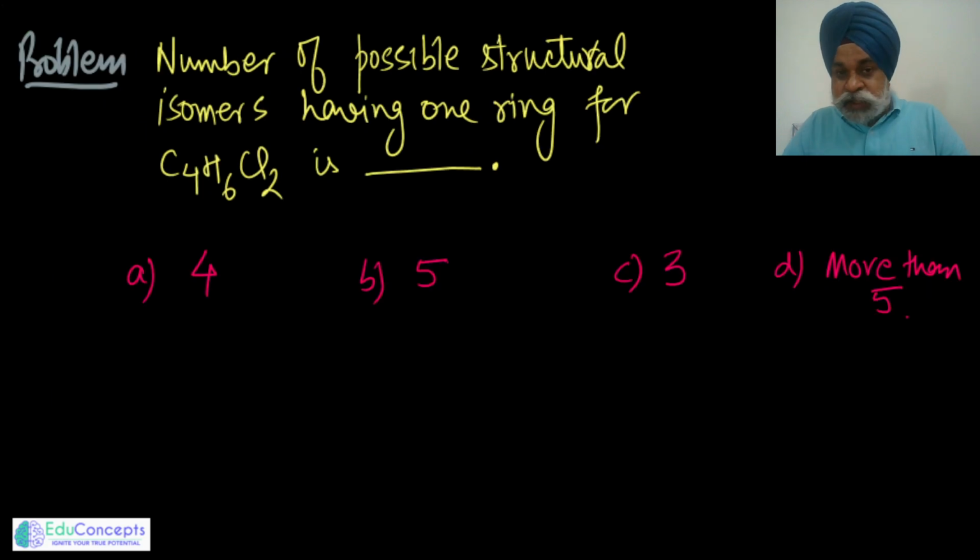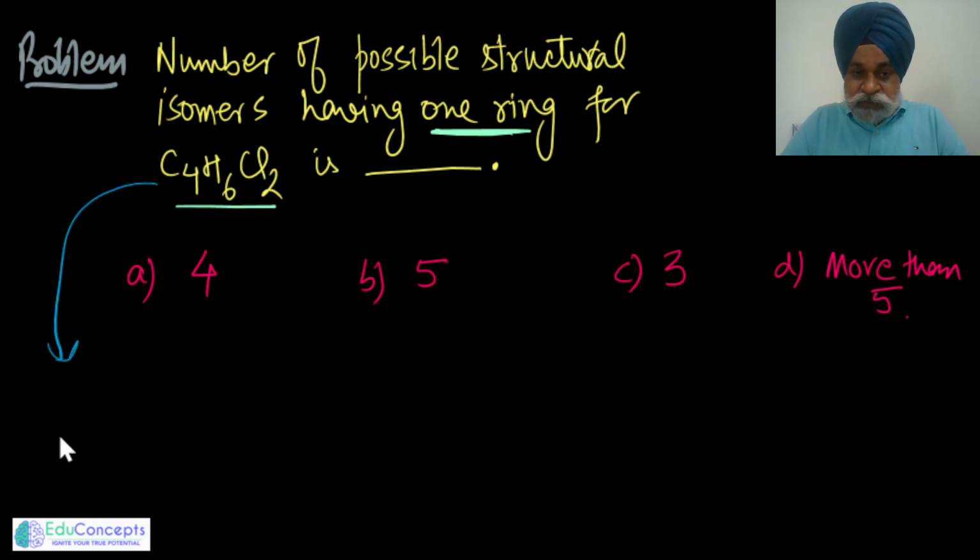Okay, going ahead. The next question is the number of possible structural isomers having one ring for this compound. This type of question we did in the last session, where I had a bit of discussion on isomerism: isomers are compounds having the same molecular formula, but structurally they can be different. So for this, first, as I said, we have to find the degree of unsaturation.